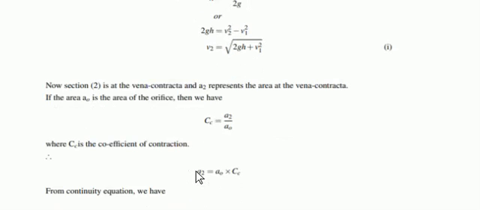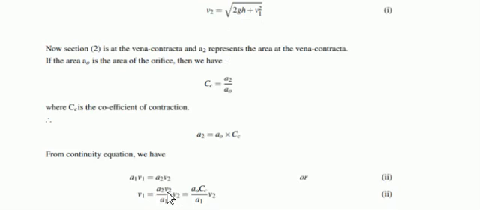So A2 is equal to CC into A0, the coefficient of contraction. From the continuity equation we have A1 V1 is equal to A2 V2. This is equation number 2. Or V1 is equal to A2 V2 divided by A1.